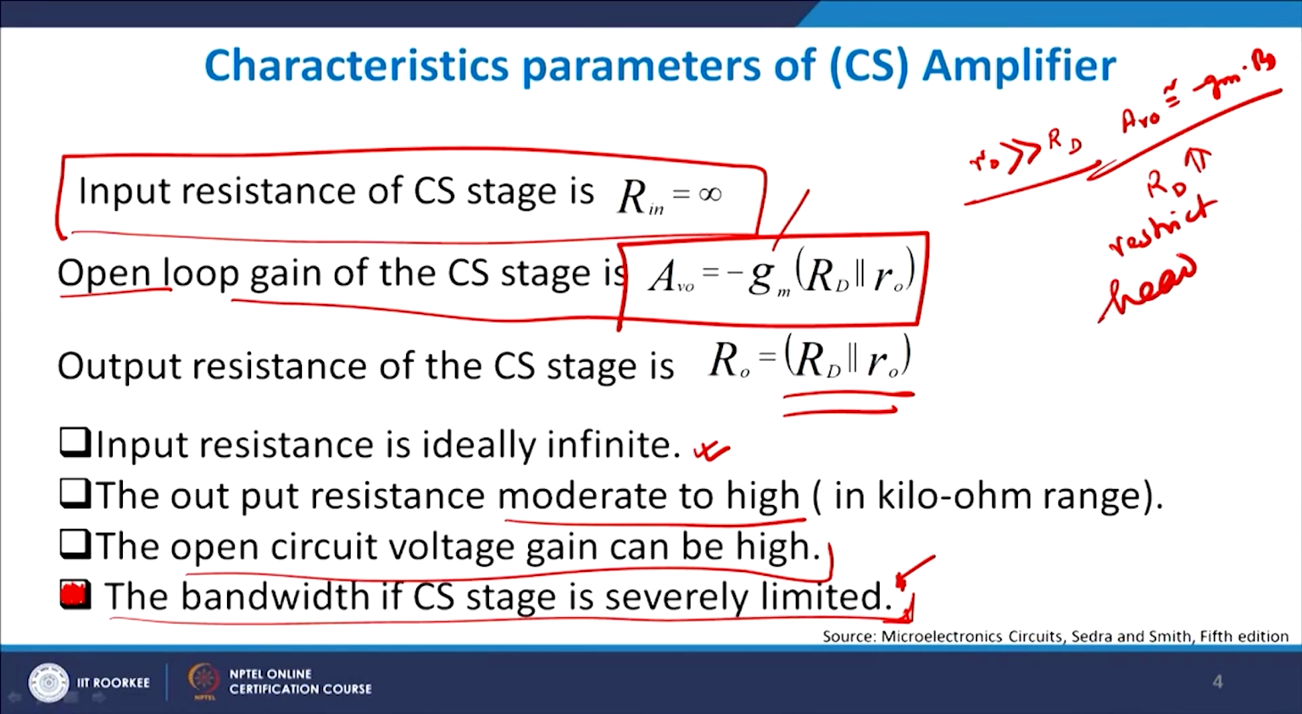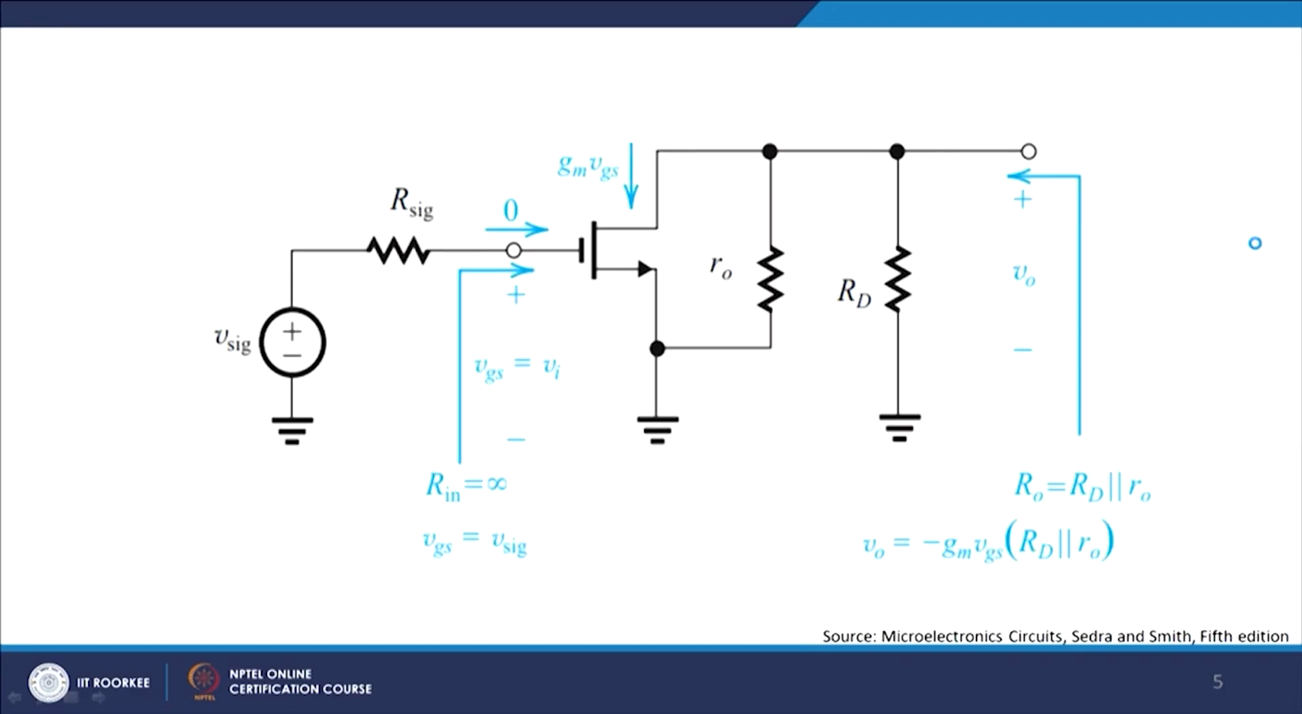Now as you can see, the same thing as we had discussed earlier: let us suppose your RO is very large as compared to RD. Then I can safely write AV0 approximately equals minus GM times RD, because they are in parallel. And again by the previous discussion, if I increase RD, I restrict my headroom, and there will be a chance of large discontinuity on the output side. Okay, so this is what the CS amplifier looks like.